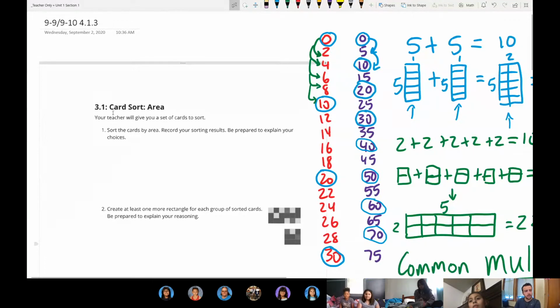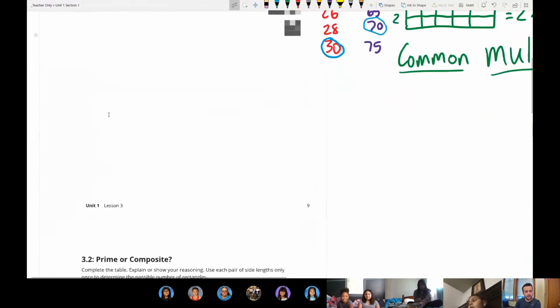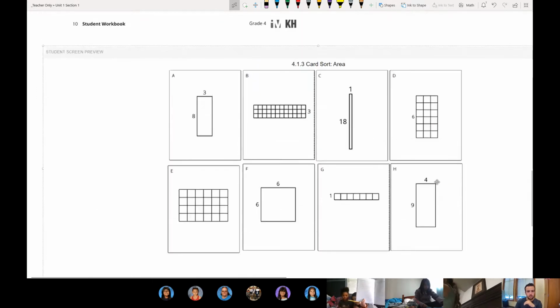It's called card sort area. It's 3.1. If it's in your packet, it's page 9. So I think it's the very first page of what you would do in the packet. You had a front page on the packet where there are some rectangles that you could cut out if you wanted to. You don't have to. If you follow along in class today, we're not going to cut them out. We're just going to write on them and sort them from there. So it would look like this. I'll scroll down. So you should have had a first page on your packet that looks like this or something similar.